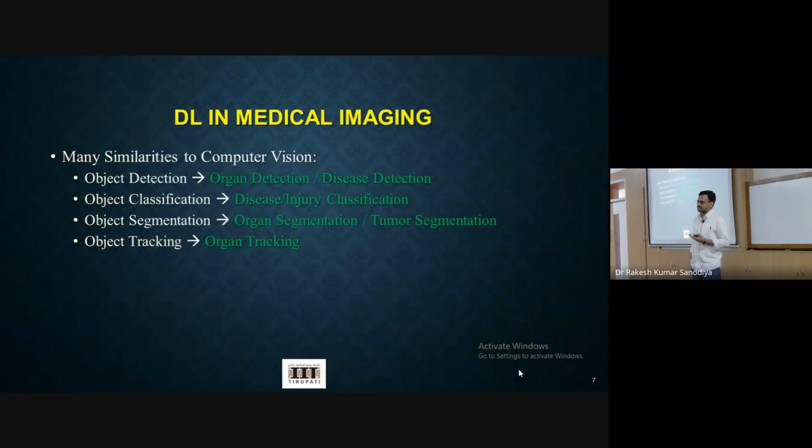Here also you do disease classification: which kind of disease it is, and there might be multiple tumors, so which kind of tumor it belongs to. So that disease or injury classification will be there. And you will be doing segmentation work as well in computer vision. A very similar thing, organ segmentation or tumor segmentation, is what you would be attempting here.